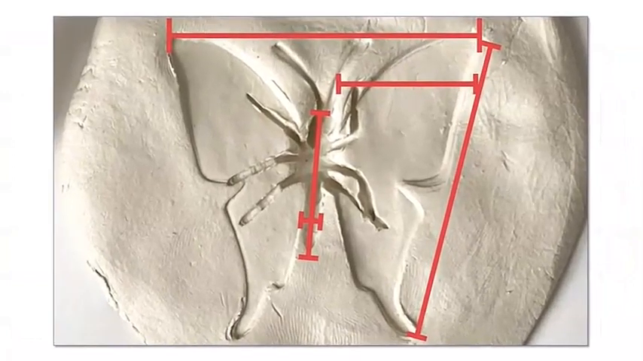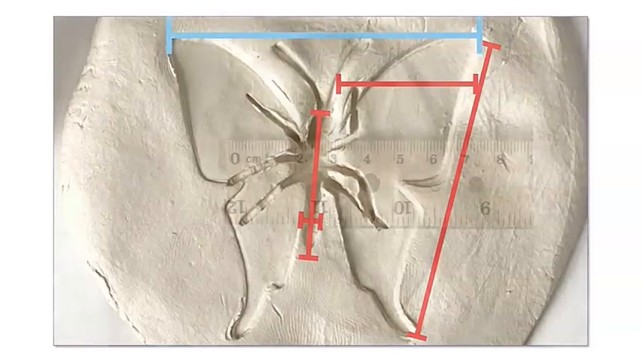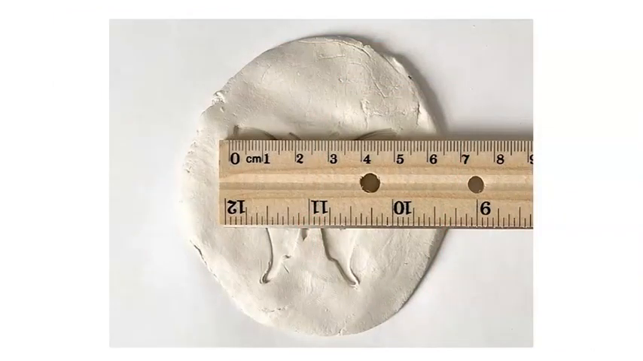Let's measure. I'll begin by measuring the wingspan. First, I'll make sure that I'm measuring in centimeters instead of inches. Then I'll line up the 0 on the ruler with the tip of one wing to make sure that my measurement is accurate. I'll measure straight across to the tip of the other wing. Let's see, the wingspan is 5 centimeters long.